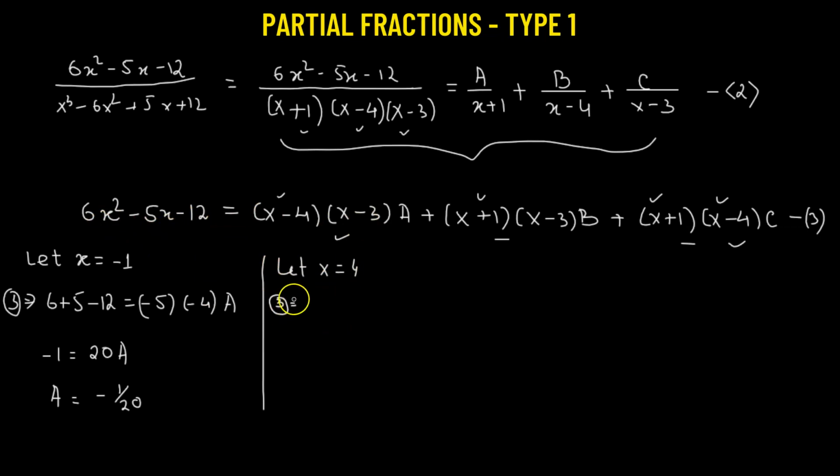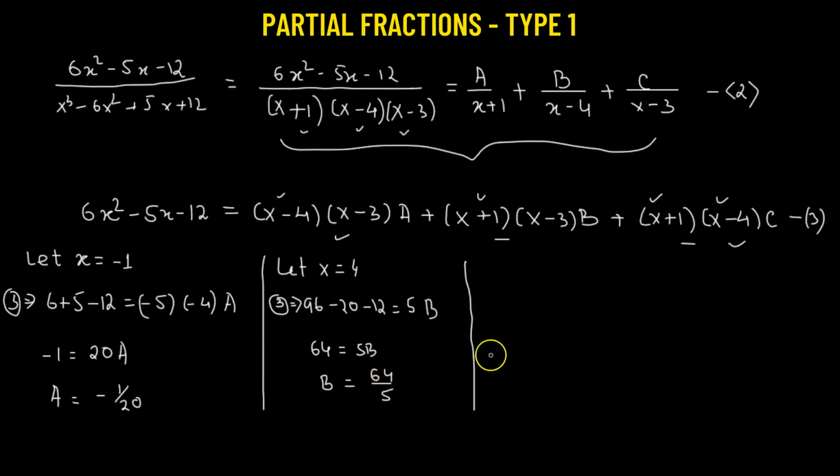So equation number 3 now becomes, we have 6 times 4 squared. 4 squared is 16, so 6 times 16 will be 96. Minus 5 times 4, so that's 20, minus 12, equals to, the first term goes to 0. The second term we have 4 plus 1, so that's 5, multiplied by 4 minus 3, so that's 1, so we have 5b. Let's solve this. We get 96 minus 20 minus 12, so that's 64. So 64 equals 5b. Then the value of b equals 64 over 5.